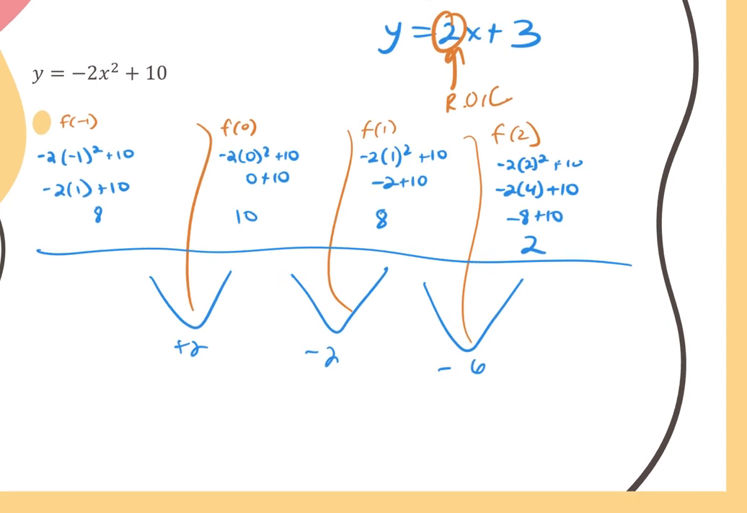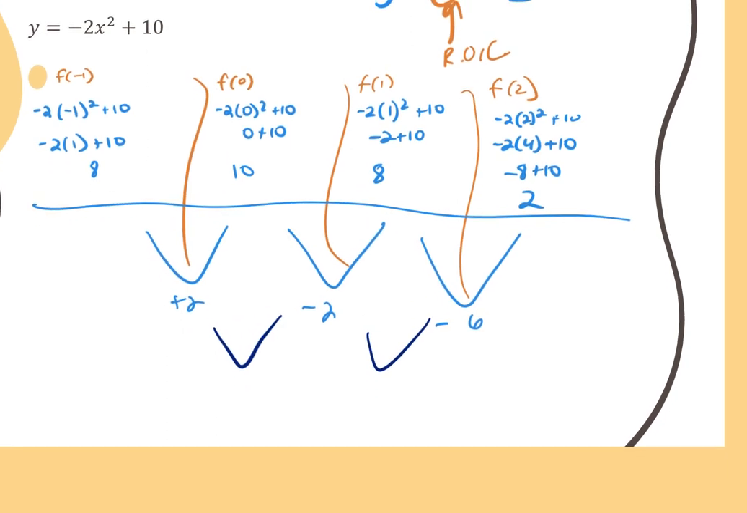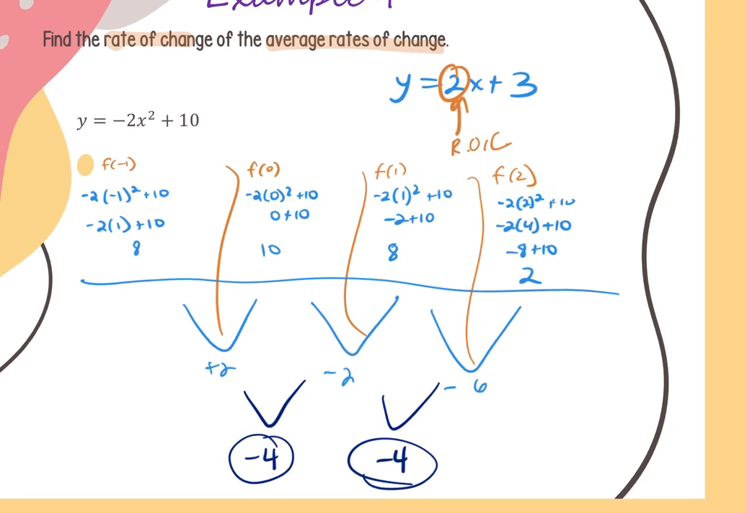Now I want to find the rate of change of those average rates of change. So I go deeper. I do negative 2 minus positive 2, and I get negative 4. And I do negative 6 minus a negative 2, and I get negative 4. This is my rate of change of the average rate of change.